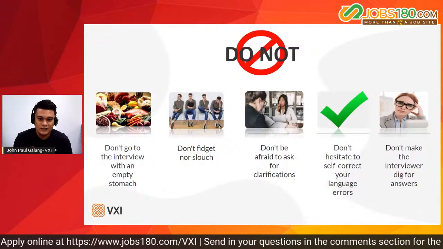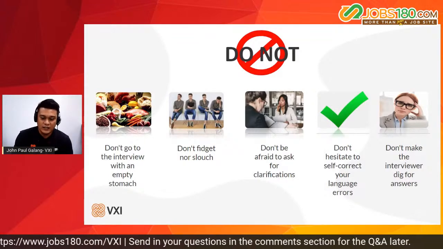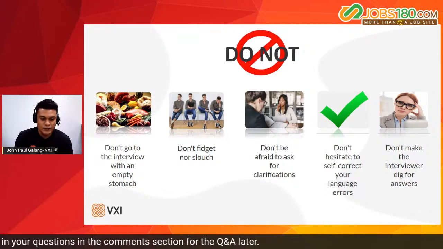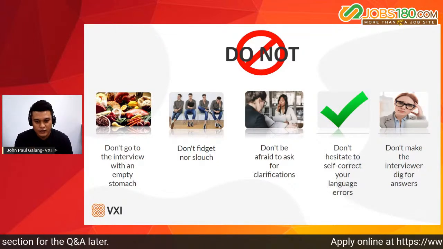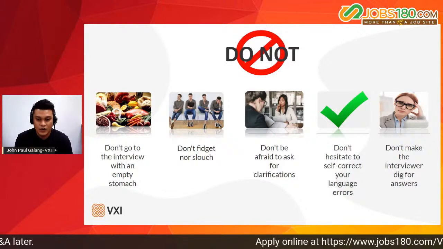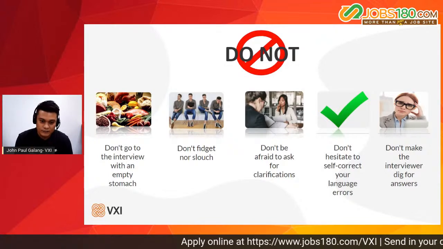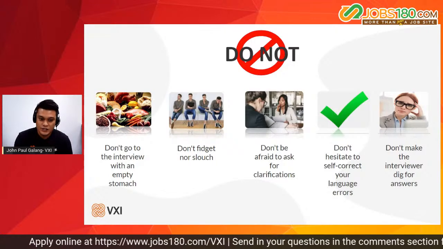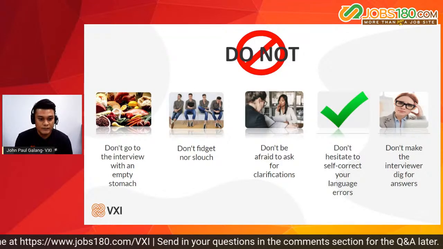Next is don't make the interviewer dig for answers. This is related again to providing and elaborating the details to your answers. Just a simple yes or no. Don't let them ask further questions like, why, how come you said yes, or how come you said that, right? Give them the explanation right away to make the conversation a little bit smoother.